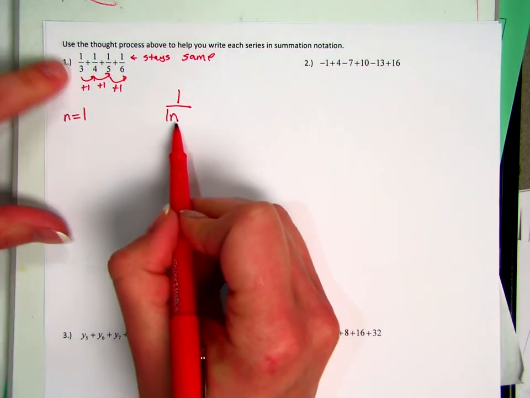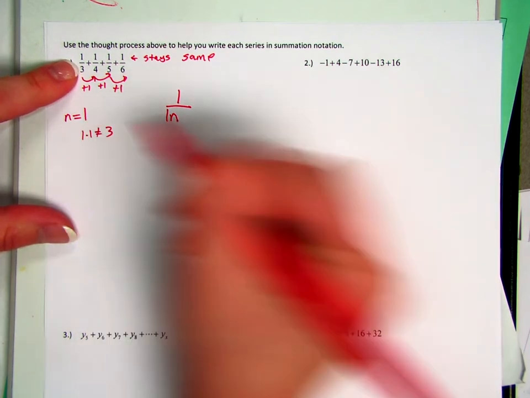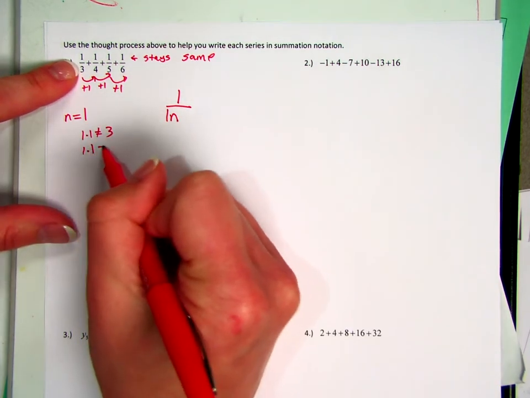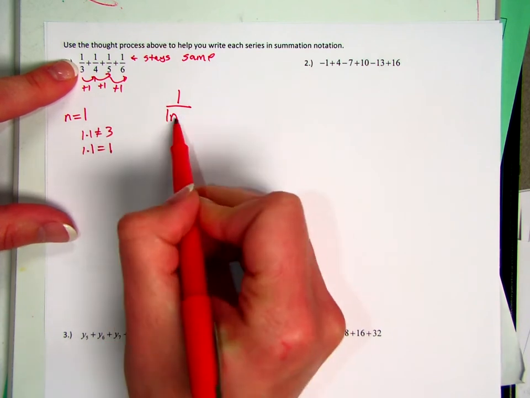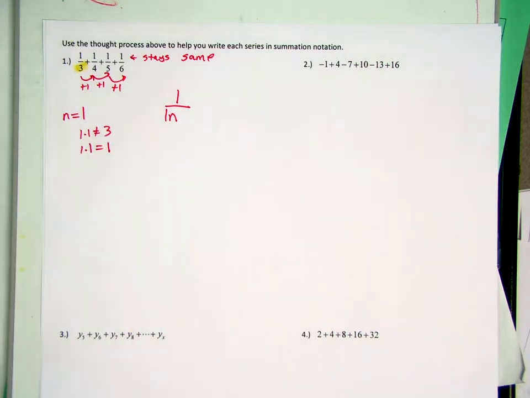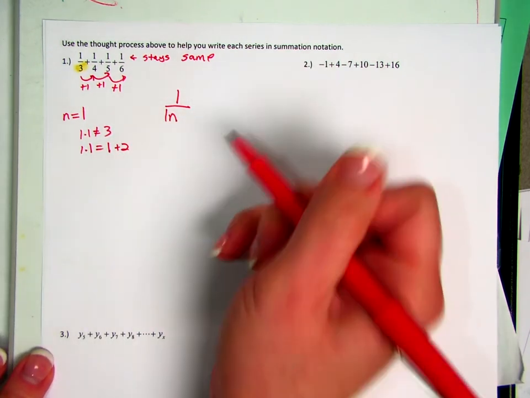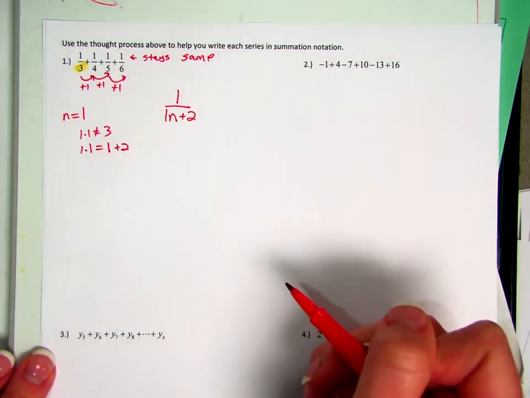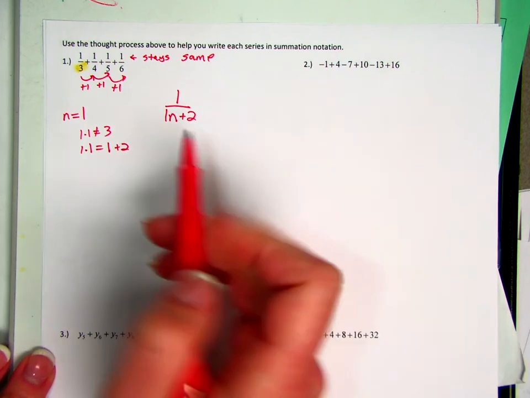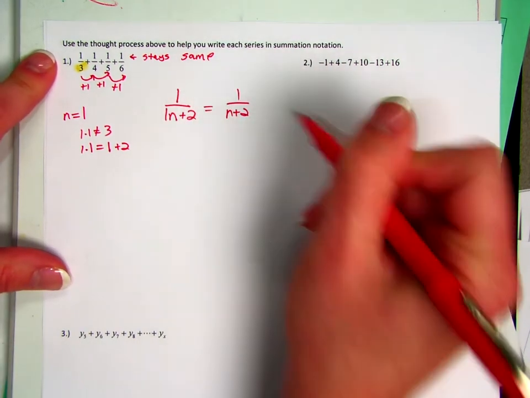Is 1 times 1 going to get me to 3? No, it doesn't equal 3. 1 times 1 equals 1. So now what do I have to do to the 1 to get a 3 in the denominator for my first term? Well, 1 plus 2 would have given me 3. So if I add 2 to the bottom, that should help me out. So let's see if that would work for all of them. So right now I have 1 over n plus 2.